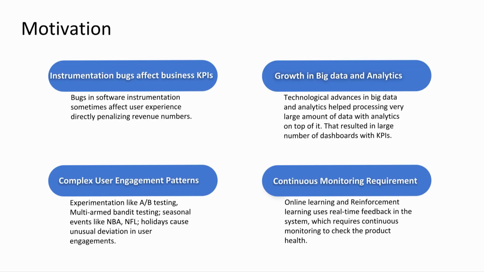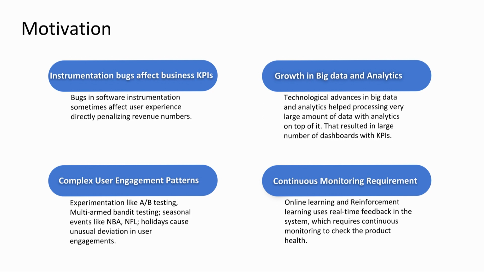So let's go into the motivation for why we developed Sherlock. The first is that there are a lot of instrumentation bugs that can happen, and those affect a variety of pretty significant business KPIs. So we want to detect those things as quickly and early as possible to get them fixed. The next is the big growth in big data analytics. As we mentioned in the keynotes, we've seen this exponential growth. And with exponential growth in data comes an exponential growth in monitoring requirements to ensure data quality as well.